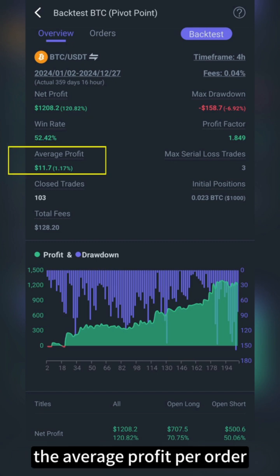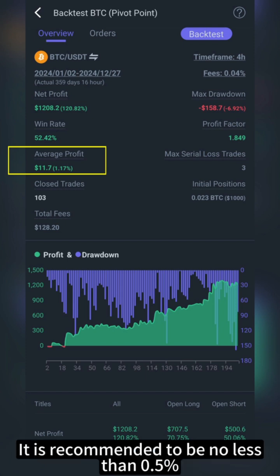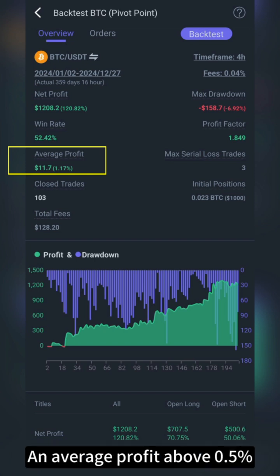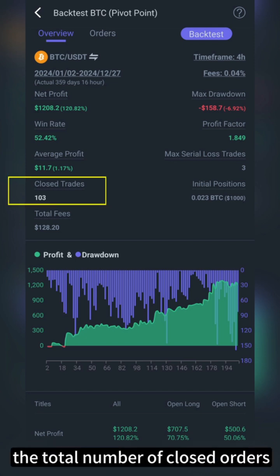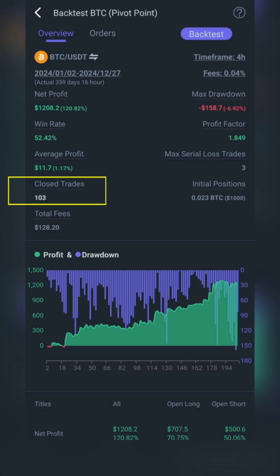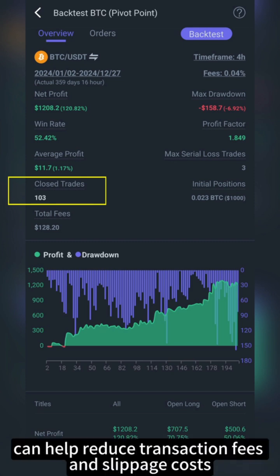Average profit, the average profit per order. The larger this number, the better. It is recommended to be no less than 0.5%. An average profit above 0.5% usually covers slippage costs. Closed trades is the total number of closed orders during the backtest period. Aiming for 1 closed order per day or 1 every 2 days can help reduce transaction fees and slippage costs.